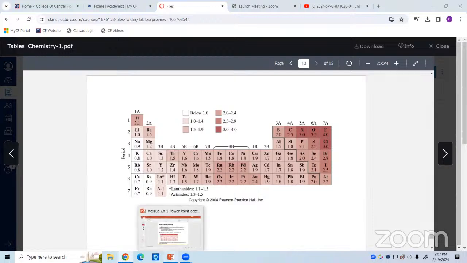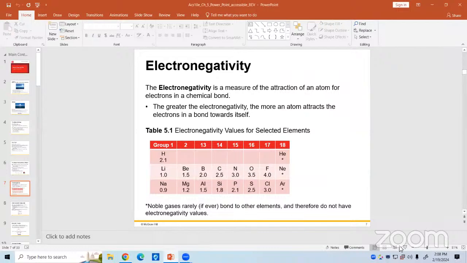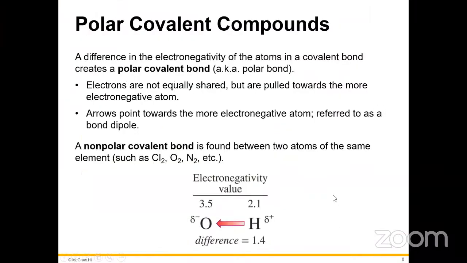Okay, so let me go back to the PowerPoint here. And so let's talk about what we call polar covalent bonds as opposed to non-polar covalent bonds, right? So another term for polar covalent bonds, we say that they're polar bonds, all right? Now, in the case of a polar covalent bond, this typically happens between two different atoms that are sharing electrons with each other. But because one is more electronegative than the other, the electrons are not equally shared. They're shared but not equally, right?